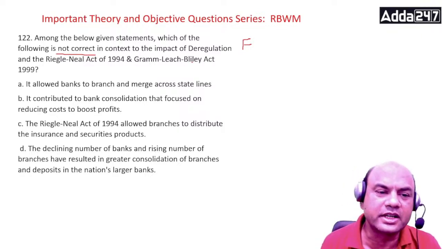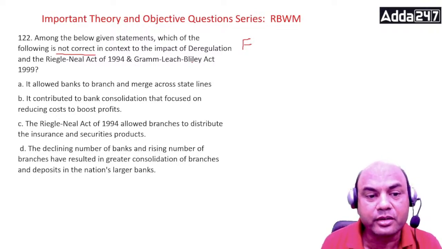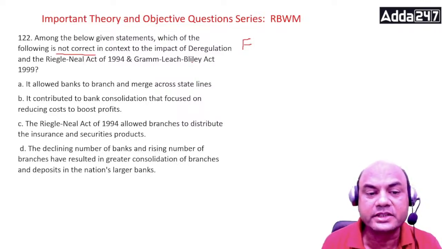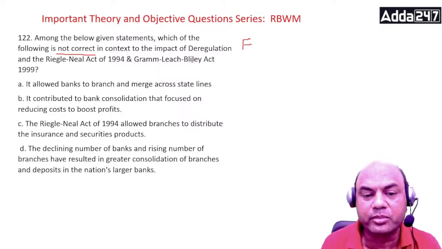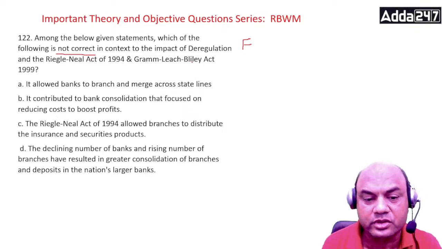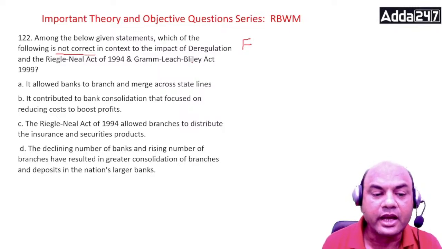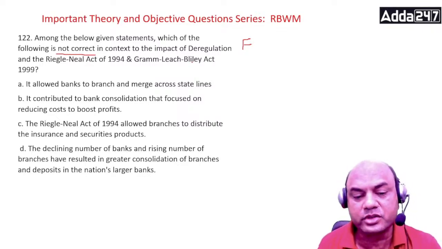So what is that? Let's read the options. It allowed banks to branch and merge across the state lines. It contributed to bank consolidation that focused on reducing costs to boost profits. The Riegle-Neal Act of 1994 allowed branches to distribute insurance and securities products. Declining number of banks and rising number of branches have resulted in greater consolidation of branches and deposits in the nation's larger banks. So which of them is false, you wanted? False.